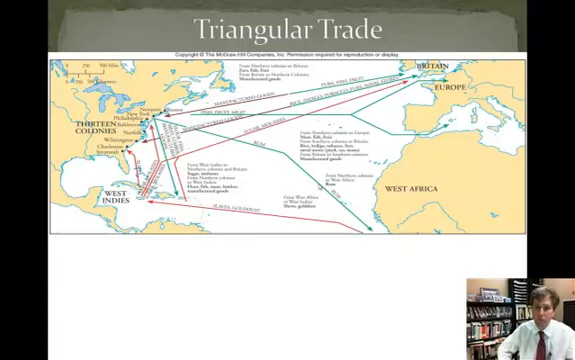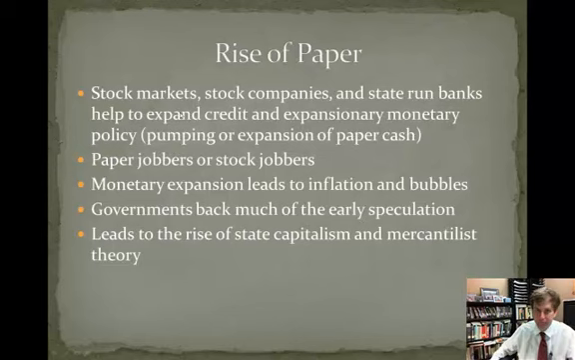And here's a nice map of the triangular trade. So you have labor coming into the Americas. You would have raw materials coming out of the Americas to go back to Britain, and then manufactured goods coming back. Now, I mentioned paper before. So what you had in this period of time is stock markets, stock companies, and state-run banks helping expand credit and expansionary monetary policy. So what they're going to do is start pumping paper cash or paper stocks into the economy. And this is called paper jobbing or stock jobbing.